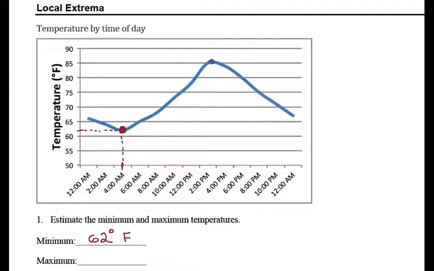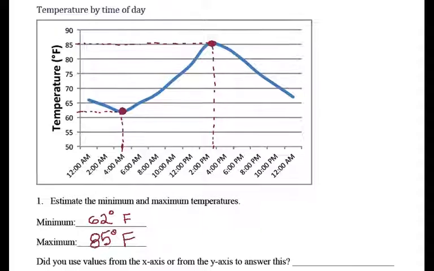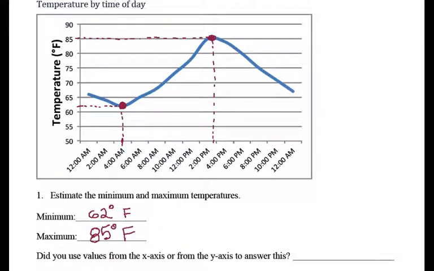The maximum, if we were to estimate this value up here, looks like it occurs around 3 in the afternoon, and the temperature appears to be about 85 degrees Fahrenheit. Note that our answers here for the minimum and maximum value were really coming from the y-axis, even though we could identify both an x and a y coordinate for each point. So we would say that we used values from the y-axis to answer this question.